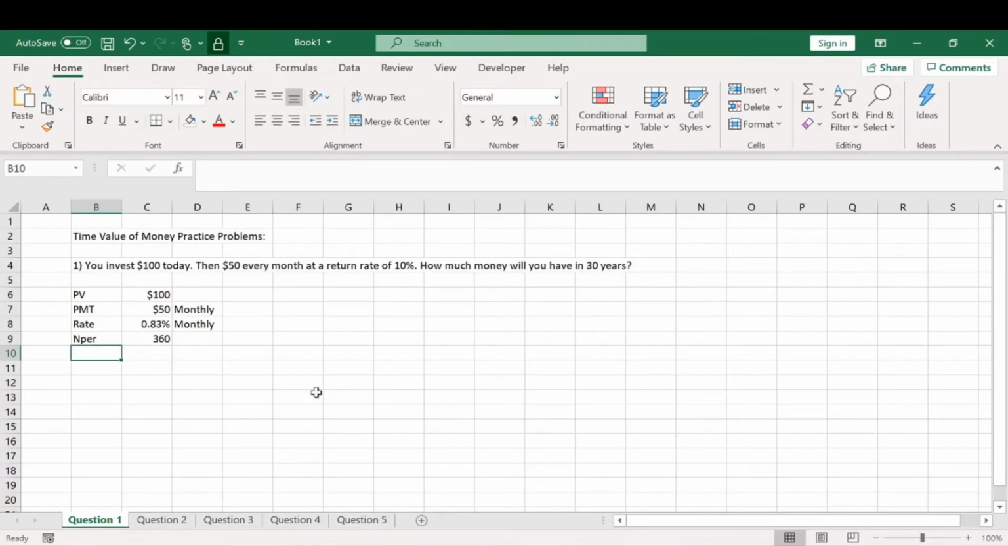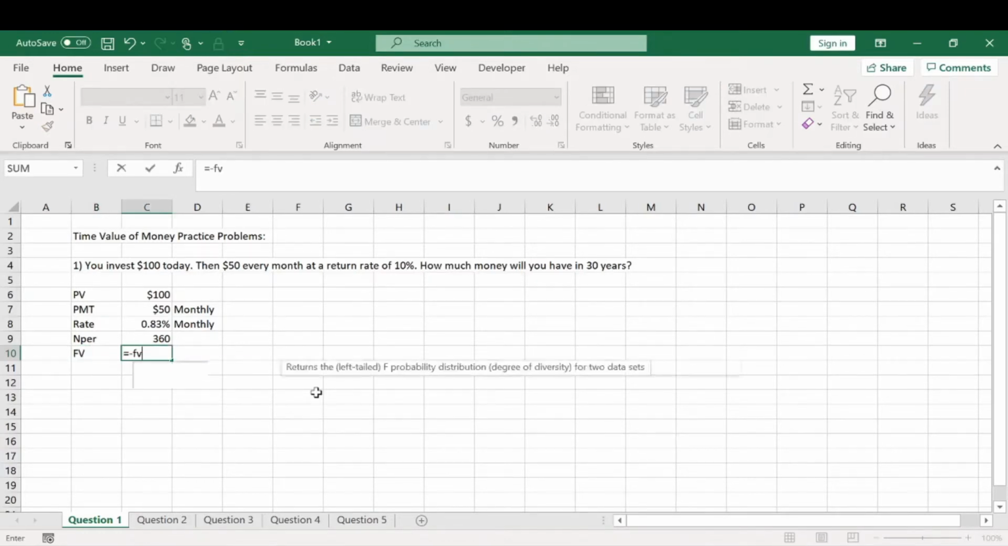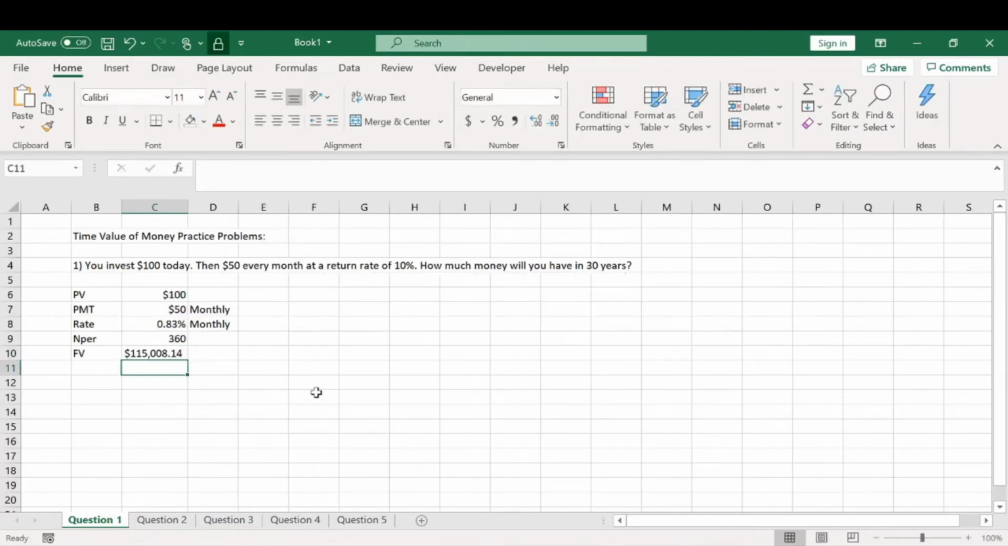Now what we want to solve here is how much money we're going to have in 30 years. So we want to know the future value. We'll do a negative future value function, throw the rate in there, number of periods, the payment, and the present value. And we will get $115,008.14. This goes to show how powerful it is. If you're just saving 50 bucks a month for the next 30 years of your life, you're going to have over $100,000 in the bank if you get a rate of return of 10%.